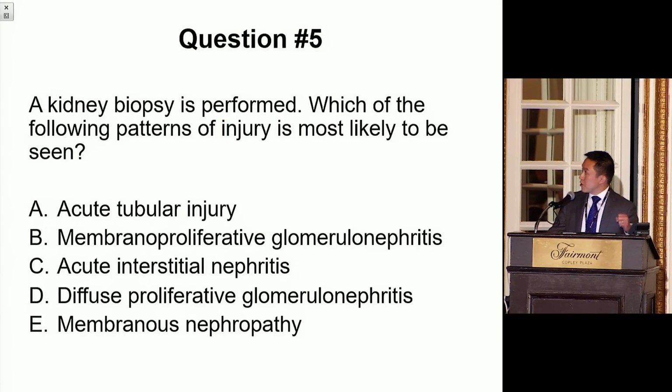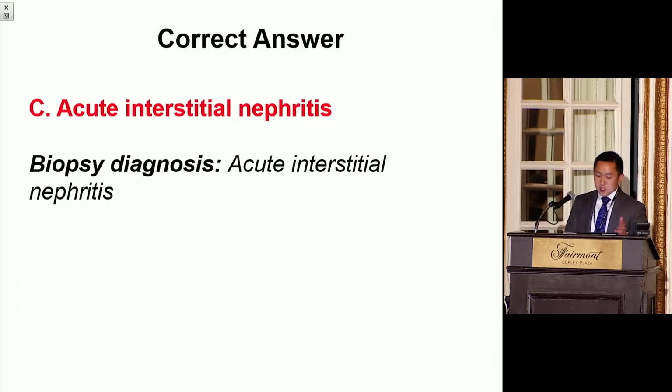So which of the following patterns of injury are you most likely to see? A, acute tubular injury. B, membranous proliferative glomerulonephritis. C, acute interstitial nephritis. D, diffuse proliferative GN. Or E, membranous nephropathy. Raise your hands if you think it's A, B, C, D, and E. Okay, so a smattering of hands. The correct answer here is C. So this is a case of acute interstitial nephritis related to checkpoint inhibitor therapy.